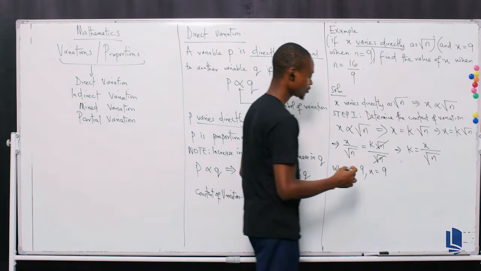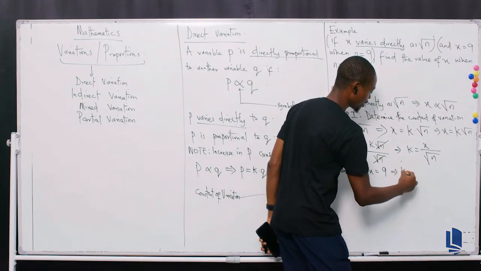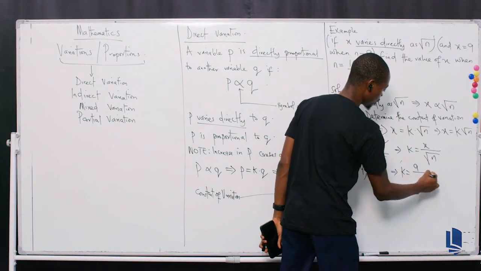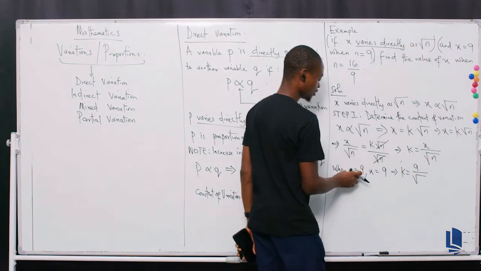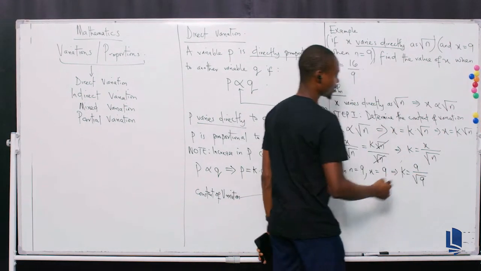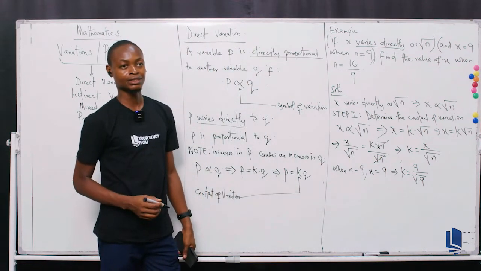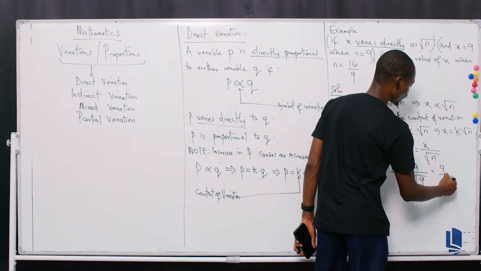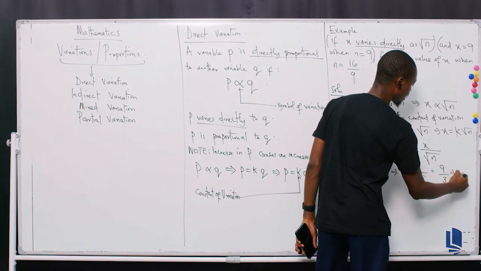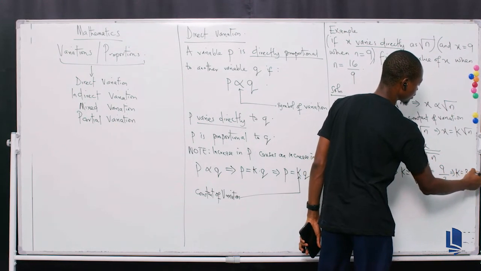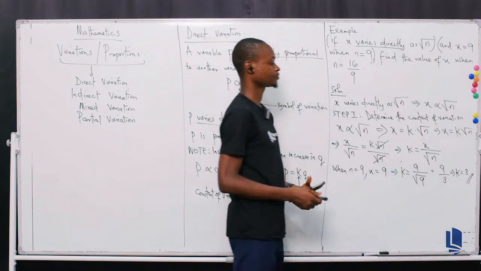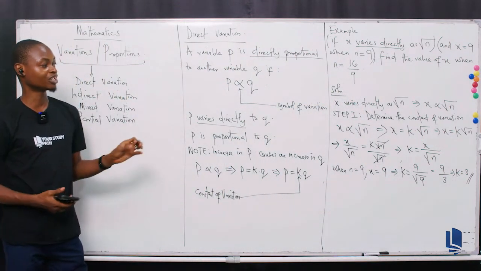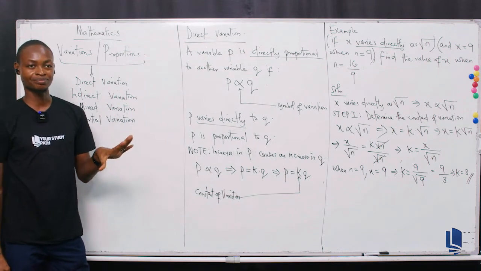How? This will now imply that k will be equal to x, which is 9, divided by the square root of n, which is 9, so we have the square root of 9. Right? And this would give us 9 over 3. So this means that k is equal to 3. So we have our constant of variation, which is 3.